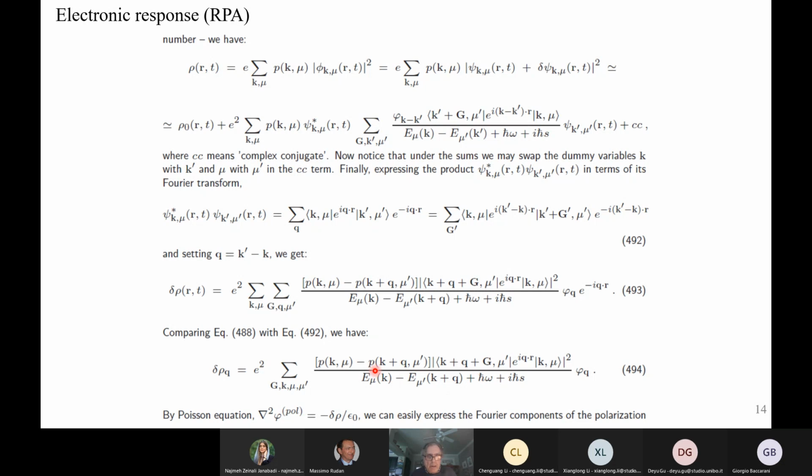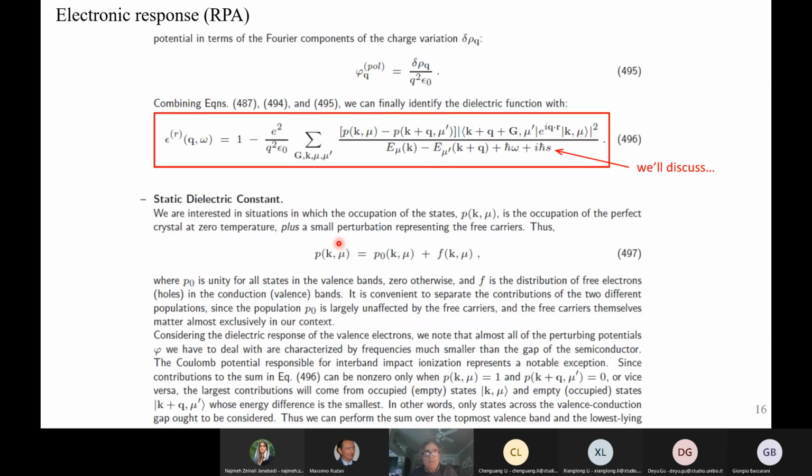Okay, so we see what the polarization charge is. If we know the Fourier component of the polarization charge, remember we're using a static approach, adiabatic if you wish, no retardation, I can use the Poisson equation to convert the Fourier components of the polarization charge to the Fourier components of the potential, and this will give me finally my dielectric function. I put it in a red box. This is an important expression.